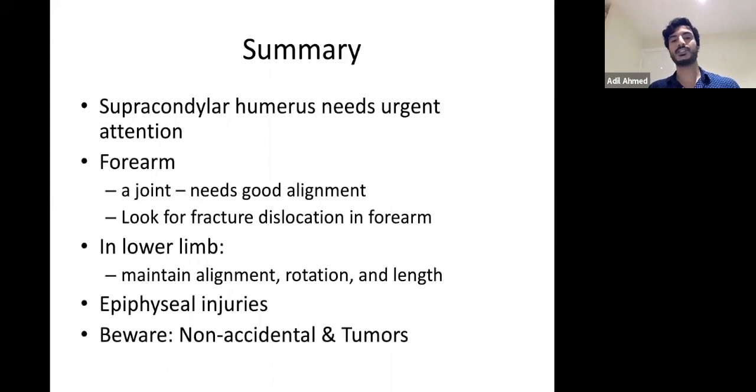Epiphyseal injuries can be difficult to treat, and may lead to angular deformities, particularly with the physis involved. And always remember to look out for non-accidental injuries and tumours. And so I think that wraps it up.